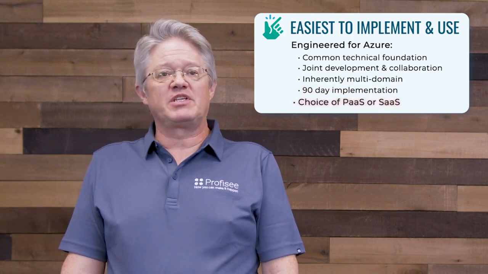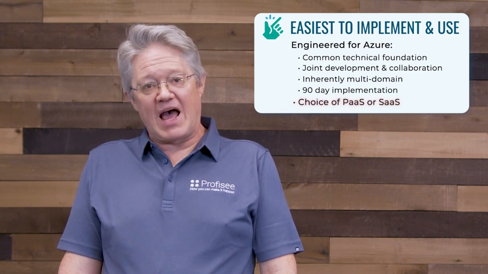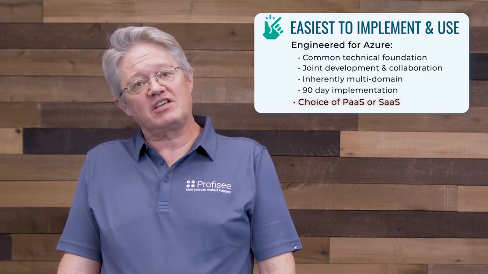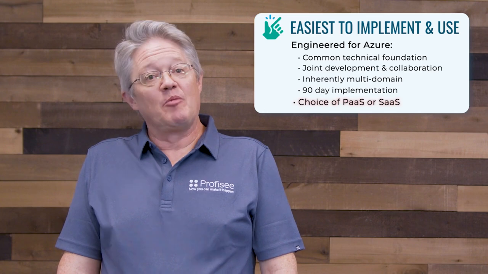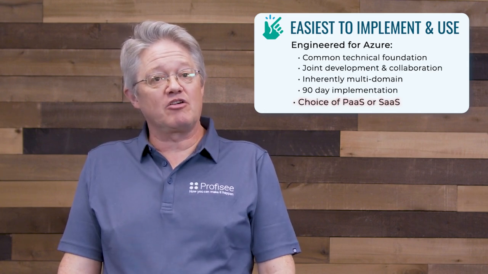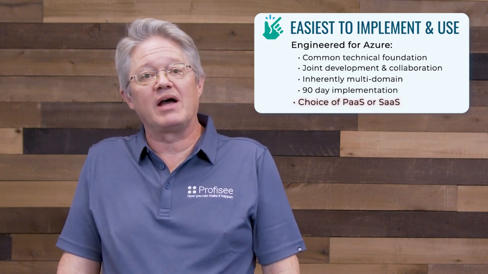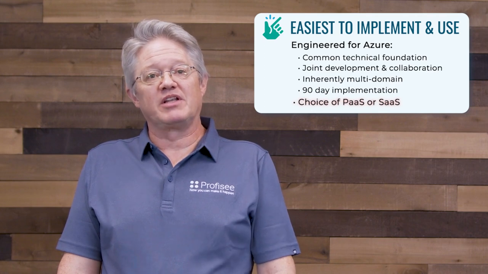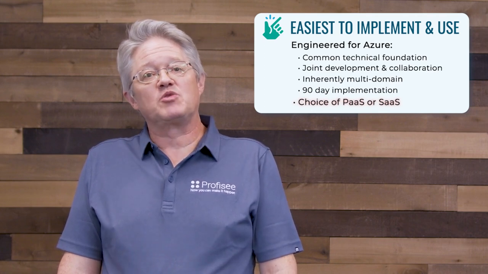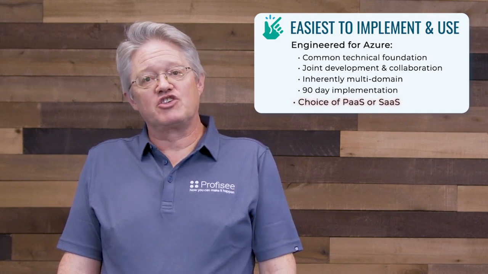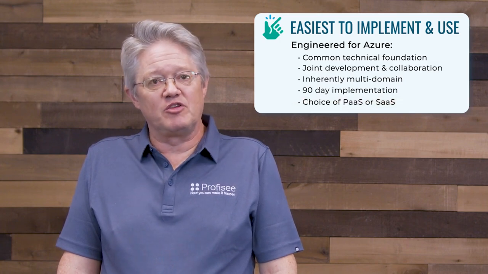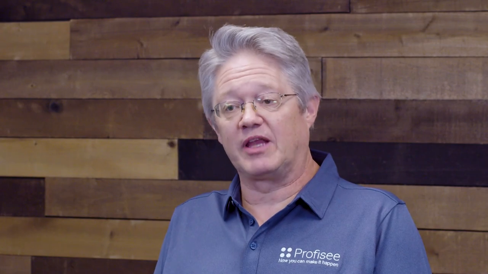And when it comes to implementation, you have your choice of PaaS, Platform as a Service, or SaaS, Software as a Service implementation. PaaS can be implemented in any cloud or on-premises, although as a practical matter, most of our customers implement in Azure, or SaaS, in which we set it up as a service in Azure, and you can be up and running with that in a few minutes. I should also mention that the SaaS solution is SOC 2 compliant.